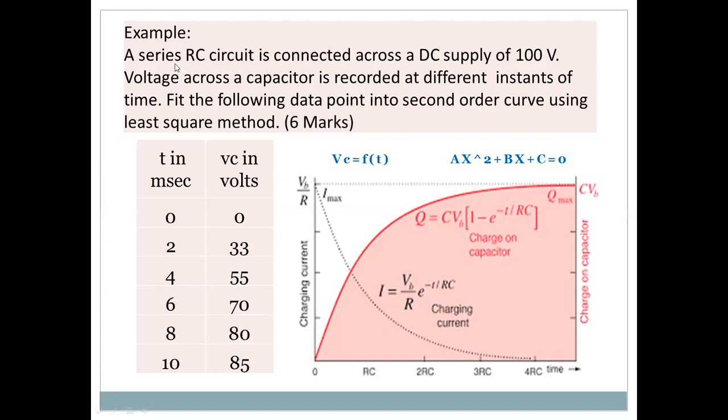So the problem is, fit the following data point into a second order curve using least square method. Here the number of data points are 6, so n equal to 6.